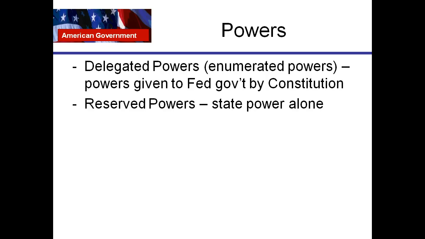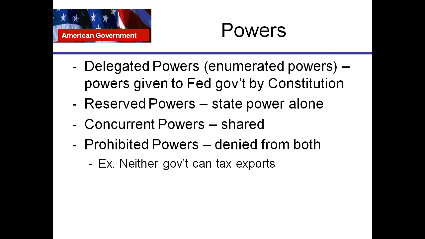Then you have concurrent powers. These are powers that are shared. Then you have prohibited powers that are denied to both the state government and the federal government. For example, neither states nor the federal government can tax exports.